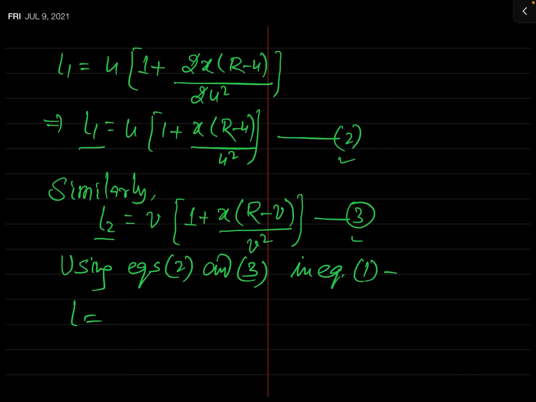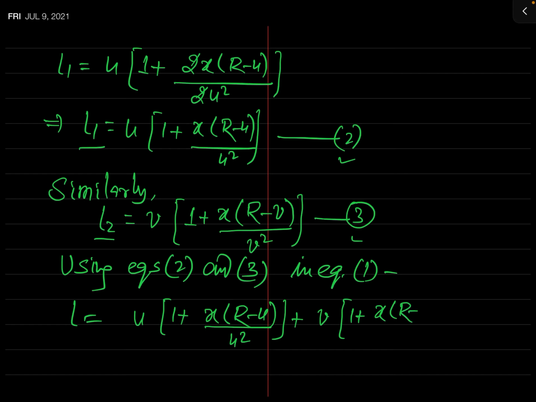This will be U into 1 plus X into R minus U over U square. This is actually L1, and plus L2. L2 is what? This is V into 1 plus X into R minus V over V square. So this is actually the optical path.